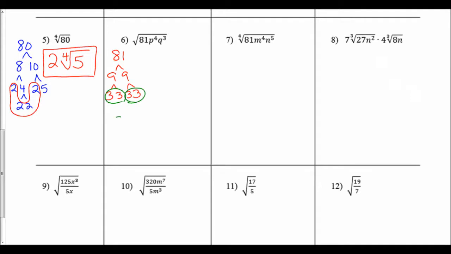I have 2 sets of 3's which I can take outside. You also might have noticed in the beginning of the problem that the square root of 81 was 9, and you could have just taken that out right from the get-go. So let's look at what we have with our letters.